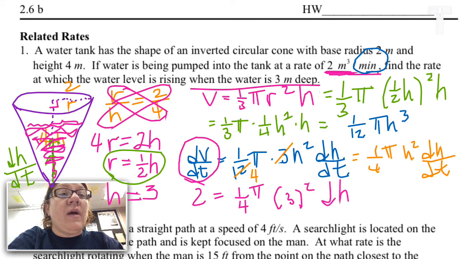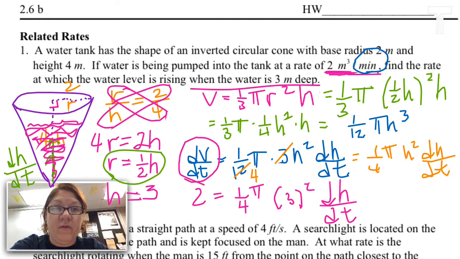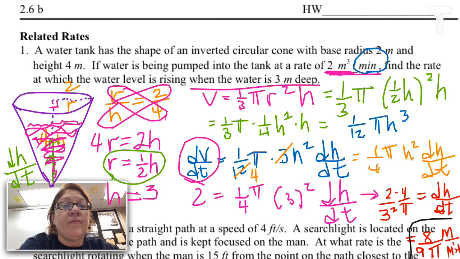So I'm going to substitute that in for h. And then I'll finish the math magic. Pause the video, see if you can work that all out by yourself for dh/dt. So check your answer and see if you got 8/9 pi, and of course I labeled it meters per minute, and that's my change in height. On to the next problem.